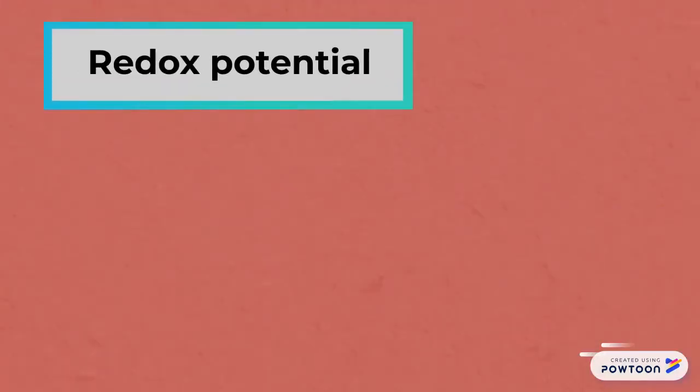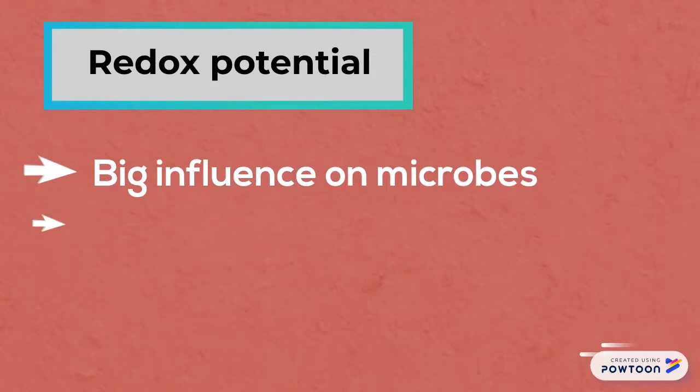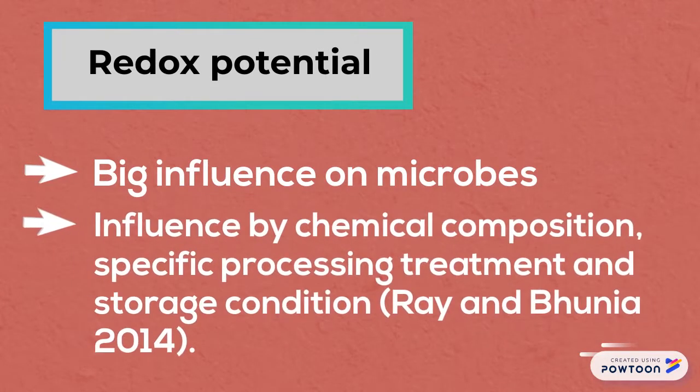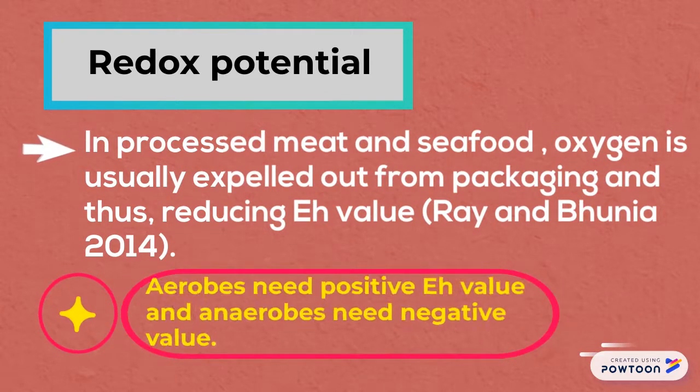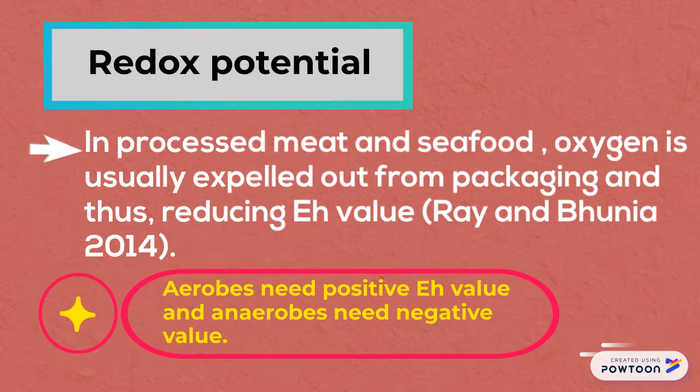Redox potential. It has a big influence on microbes. They are influenced by chemical composition, specific processing treatment, and storage condition. In processed meat and seafood, oxygen is usually expelled from the packaging, thus reducing the EH value. Aerobes need a positive EH value and anaerobes need a negative EH value.